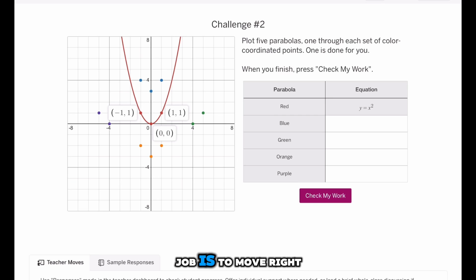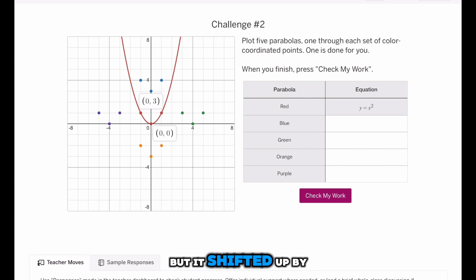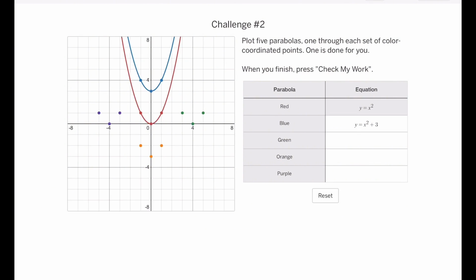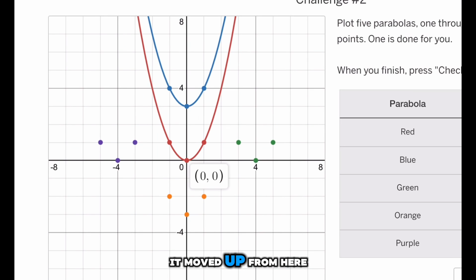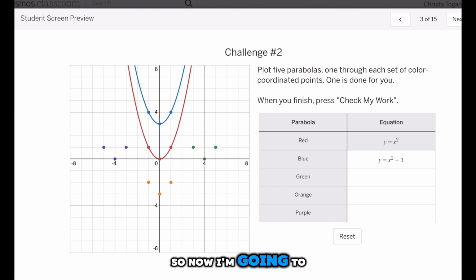So your job is to move, right? So the blue parabola is this parabola, but it's shifted up by 3. So you type in y equals x squared plus 3. And then you click check my work. So as you can see, it moved up from here to here by 3. Okay? So now you have to figure out the orange one. You click on the dot and you see how much it moved down.